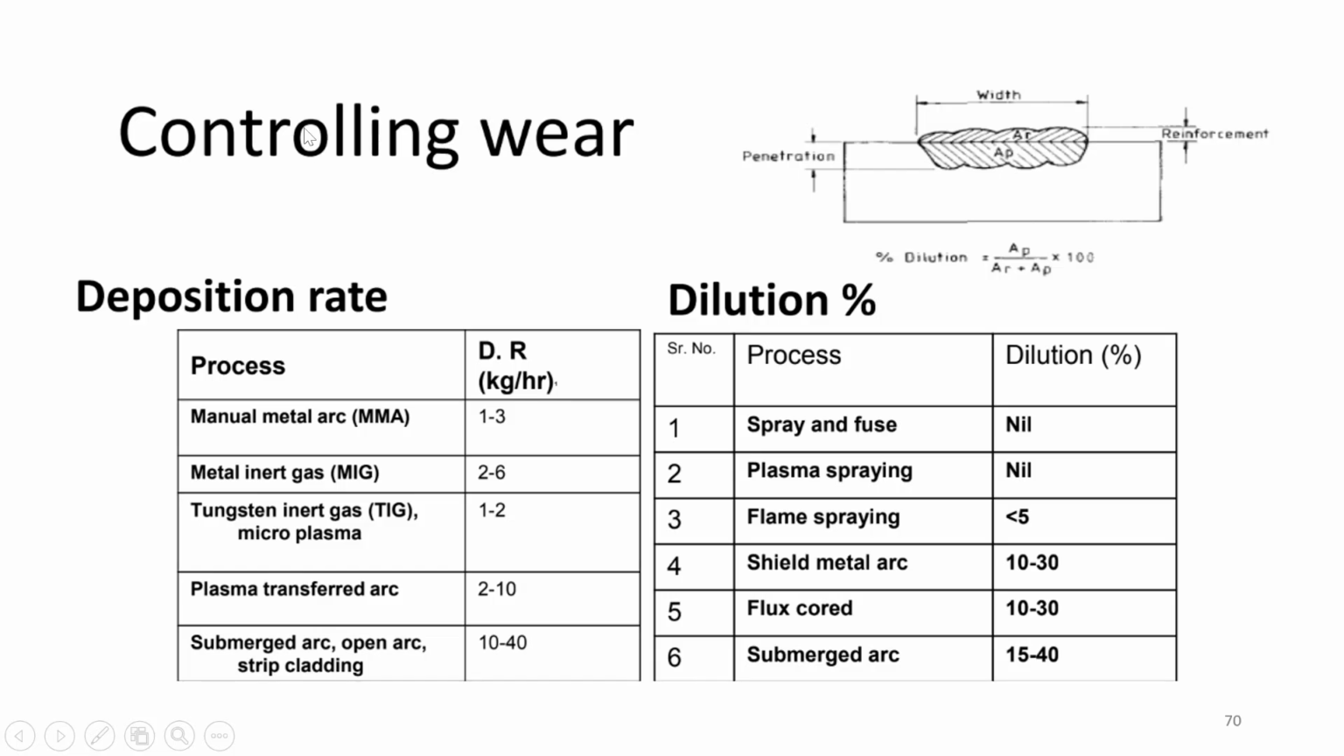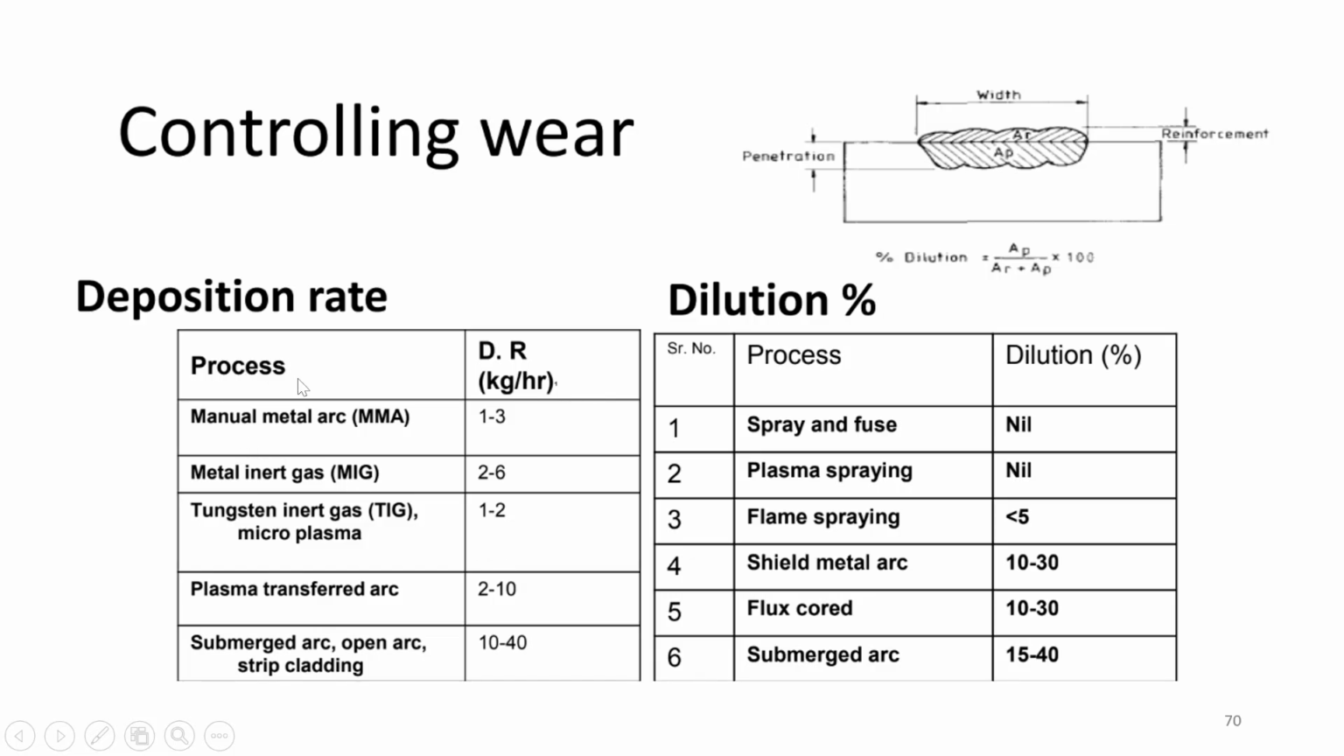Then controlling wear. These are various processes, and then deposition rate is told, and dilution percent is also shown for various processes. For flame spraying it is less than 5%, for shielded metal arc it is 10 to 30%, for flux cored it is 10 to 30%, and for submerged arc it is 15 to 40%.